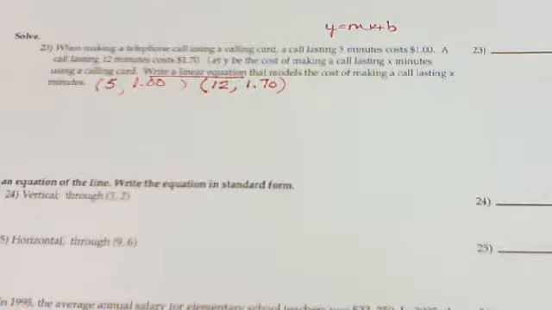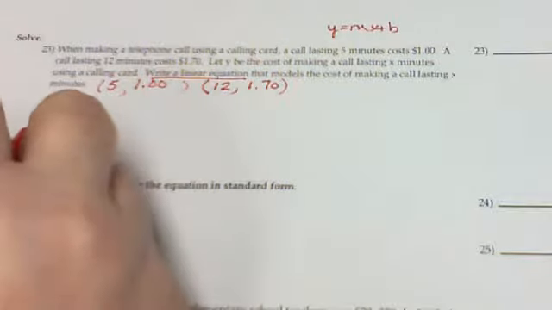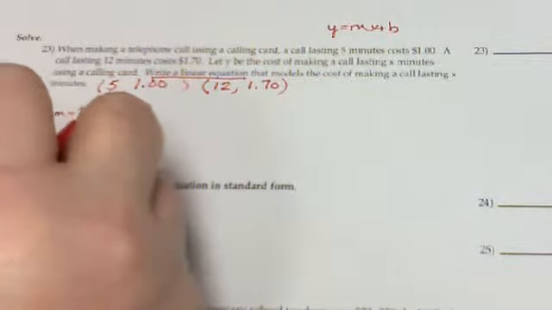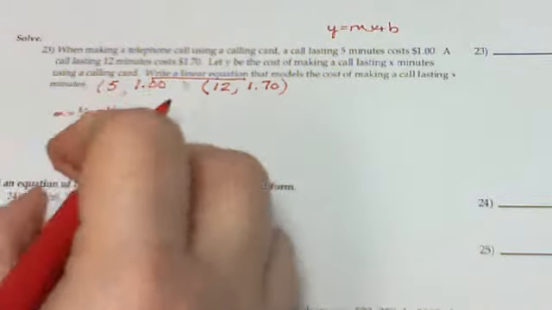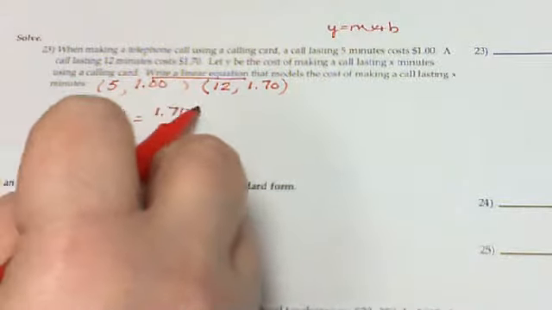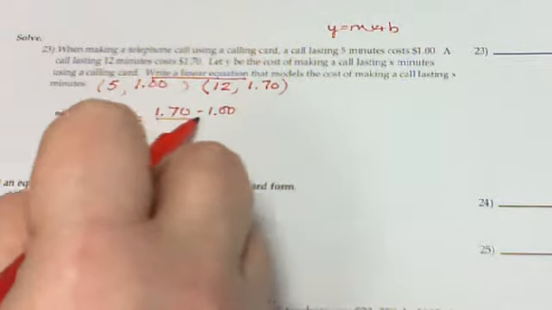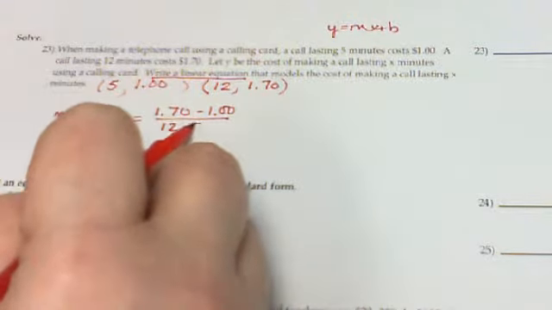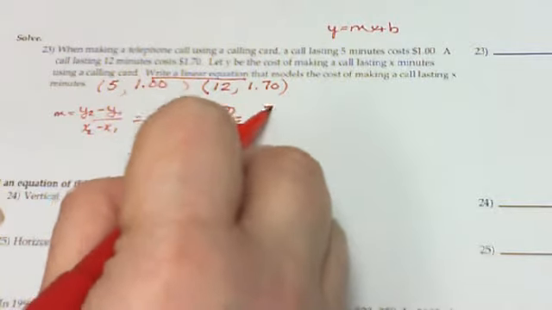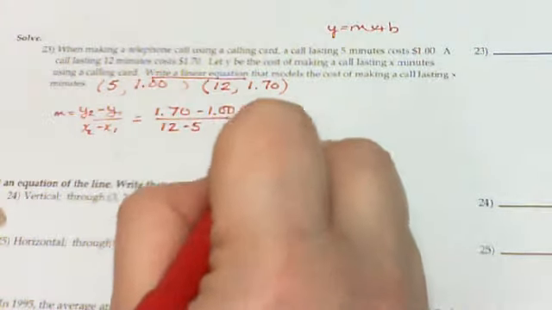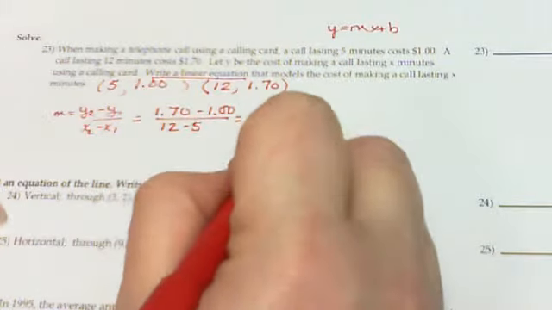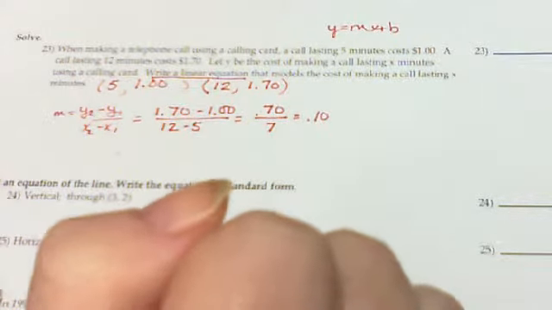I told you on the last page, whenever they give you 2 points, you have to automatically make sure you go ahead and find the slope. So m equals y2 minus y1 over x2 minus x1. That's going to give me 1.70 minus $1 over 12 minus 5. That gives me 70 cents over 7 minutes. And you can go ahead and reduce that down to 10 cents.